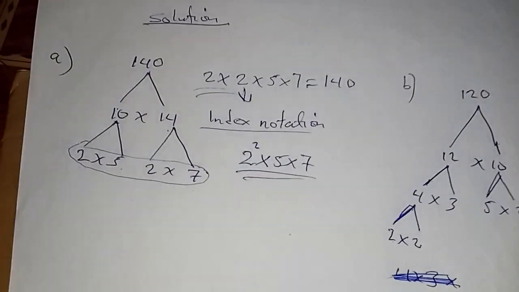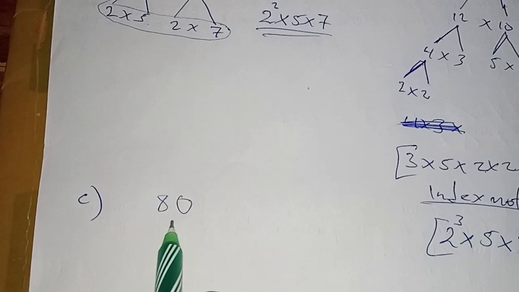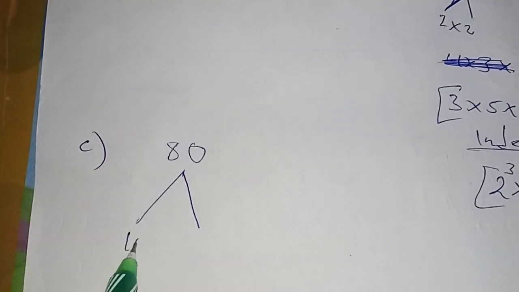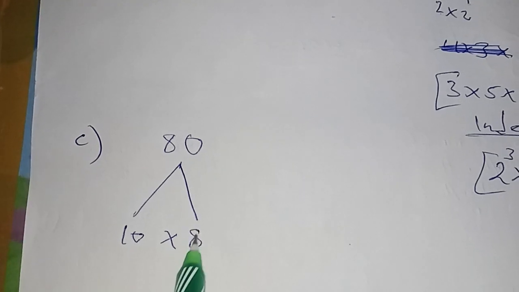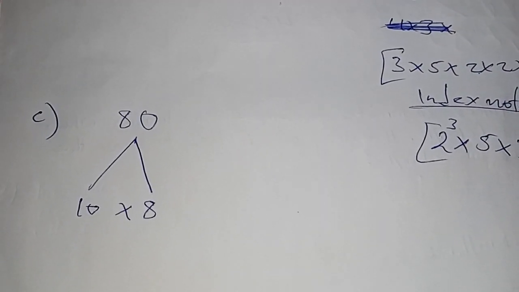Then we'll go to our last problem, which is part C, 80. So which two numbers can we multiply to get 80? We get 10 times 8 gives 80, or 40 times 2. But we don't want to use bigger numbers because it will be longer. We can just use smaller numbers like 10 times 8. It's very easy to memorize if you know your times table.